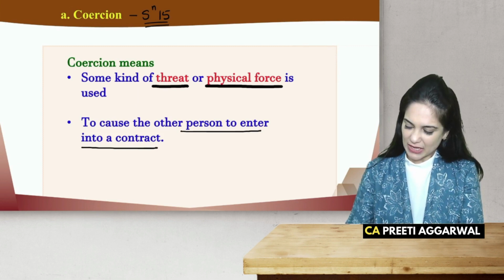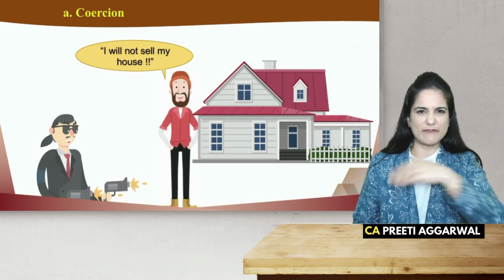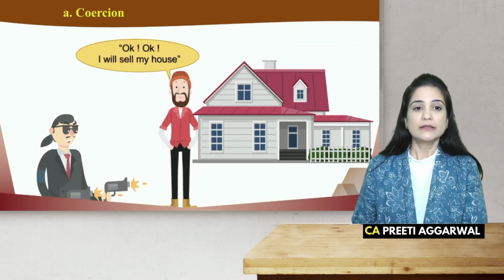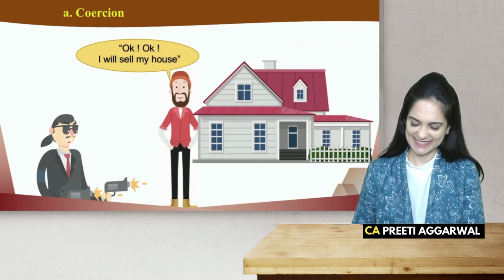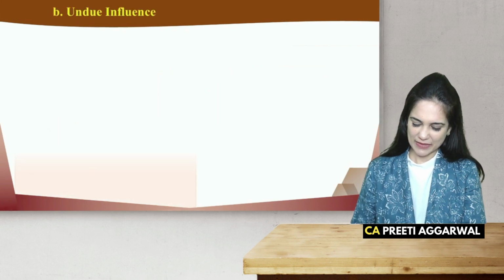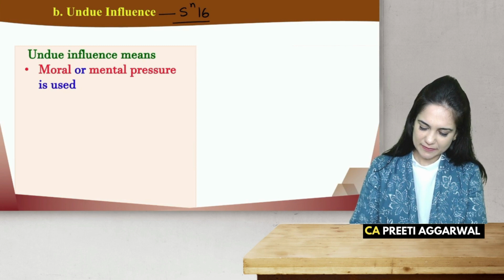All right, done. So there is some kind of threat. He says, sell me your house or I will kill you. He says, no, I'm not scared of you. I will not sell. Then Don started beating him and he agreed to sell the house. This is coercion. Next, we have undue influence, section 16.